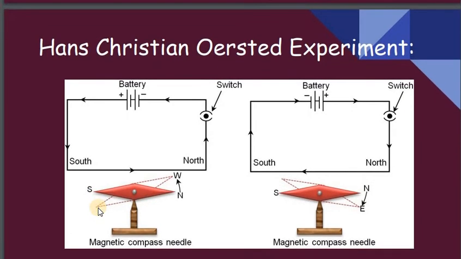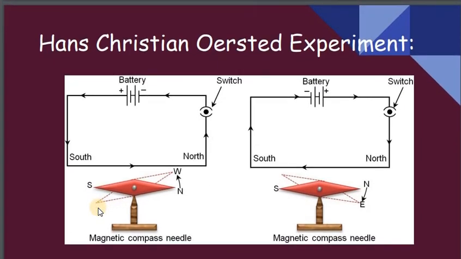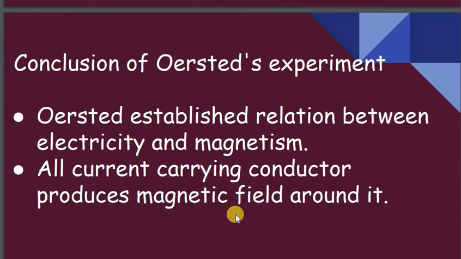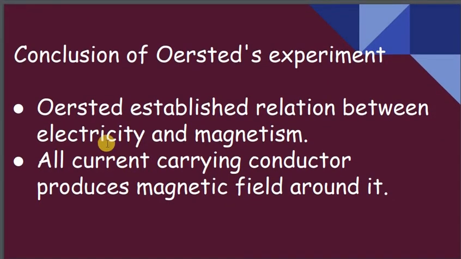Now we'll see Oersted's experiment. Oersted discovered that when a magnetic needle is kept near a current carrying conductor, there was a deflection. When the direction of the current was changed, the deflection was in the opposite direction. So from this experiment, he concluded that there was a relationship between magnetism and electricity.